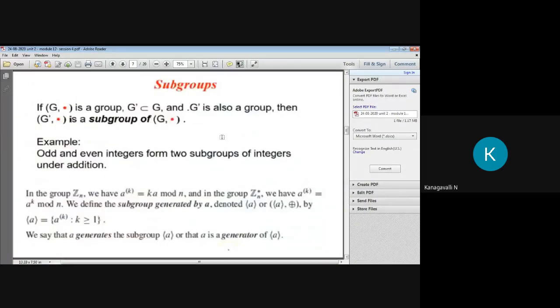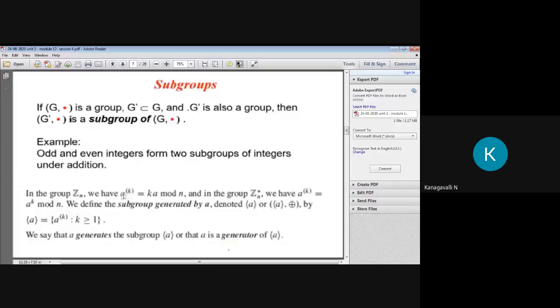Subgroup. So in this previous thing, a subgroup is a group. If the inverse also belongs to the group, then directly your group is called a subgroup of G, dot, right? G dot is the binary operation. If you are doing it in this way, directly also, right? Take another example: odd and even integers form two subgroups of integers under addition. Odd and even integers form two subgroups of integers under addition.